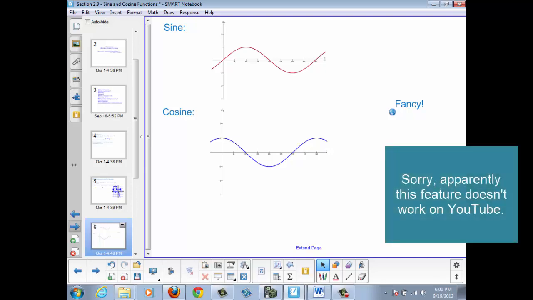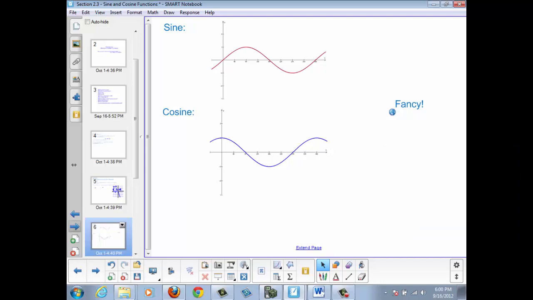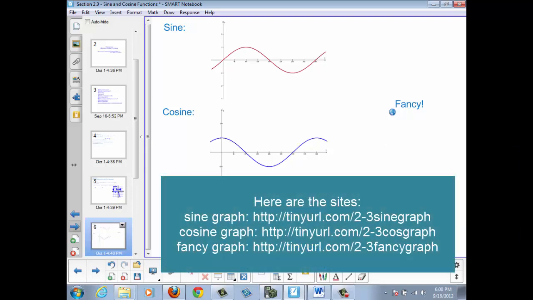If you click on each of these graphs, you can see them being created on a website that I found. If you really want your mind blown, click on the fancy.